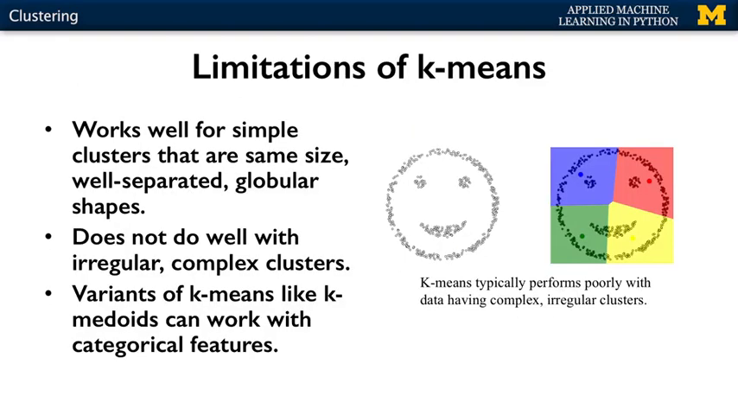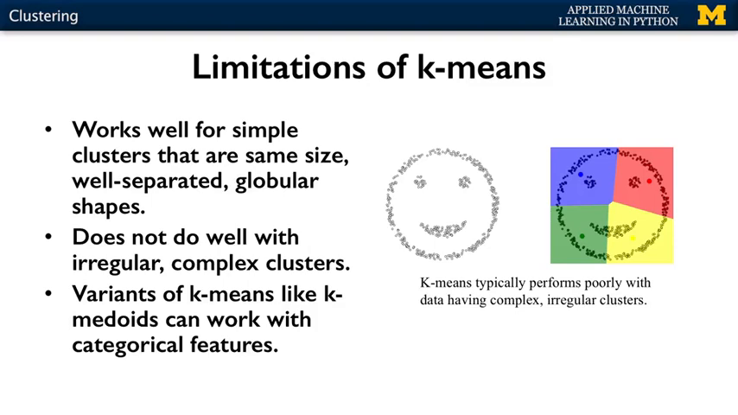Because each cluster in k-means clustering is defined entirely by its center point, it can only capture fairly simple types of clusters. K-means clustering tends to work well when the data points form into groups of roughly the same size with simple globular shapes that are well separated. K-means will tend not to do well if the data forms long, irregular clusters, for example.